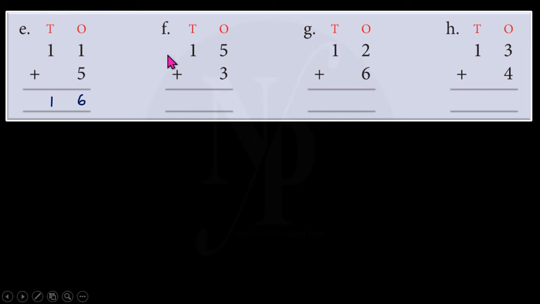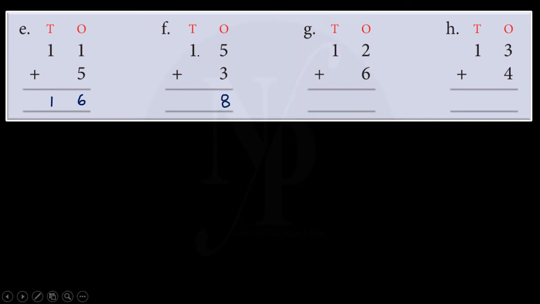Coming to F, we have 15 plus 3. First we will add 5 and 3. When we add 5 and 3, what do you get? Remember 5 and stretch your 3 fingers, maybe in your left hand, and continue counting from 5 onwards. That is 6, 7 and 8. When you add 5 and 3, you get 8 as a sum. So you will write 8 here.